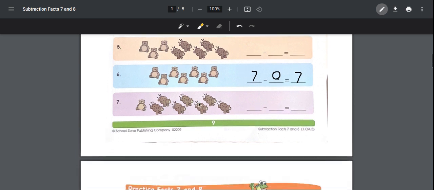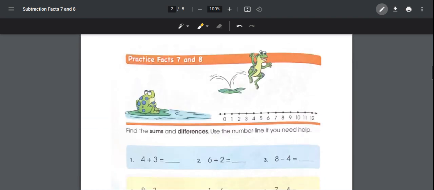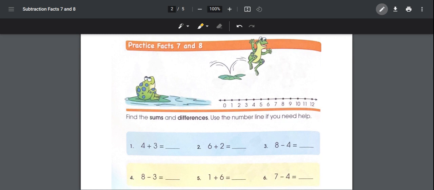Okay, we'll do number 7 as well. So there's 1, 2, 3, 4, 5, 6, 7, 8. 8 bears this time, and only 1 is remaining. So that means 7 ran away, and there's 1 remaining.